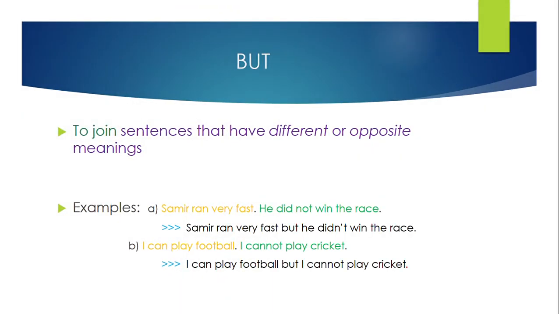But, what is this? To join sentences that have different or opposite meanings. It's a connector. Example, Shamir ran very fast. He did not win the race. Shamir ran very fast, but he did not win the race. Here, but has been used as a connector. I can play football, I cannot play cricket. I can play football, but I cannot play cricket. So, but has been used here as a connector to show contrasting ideas.